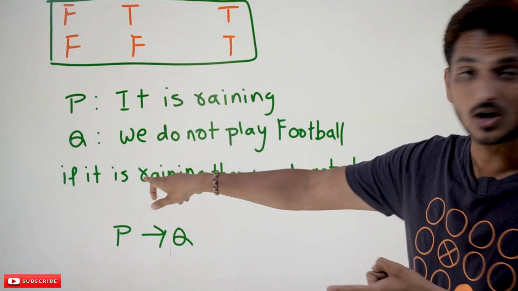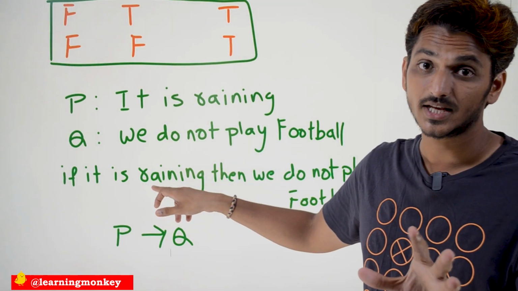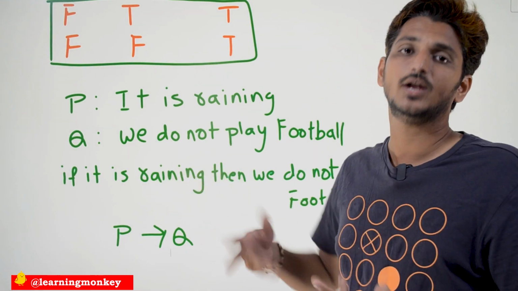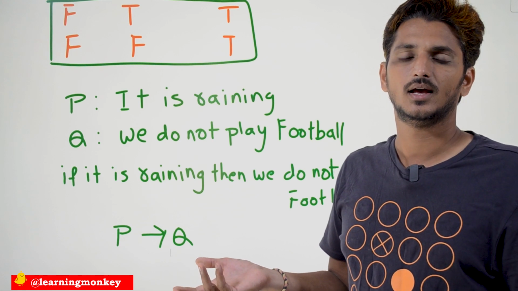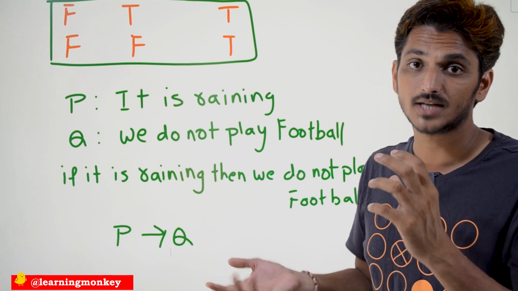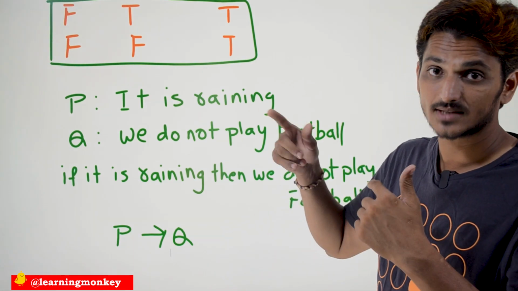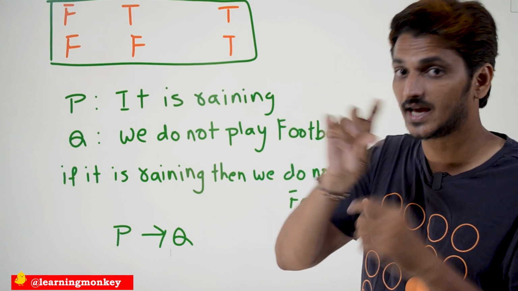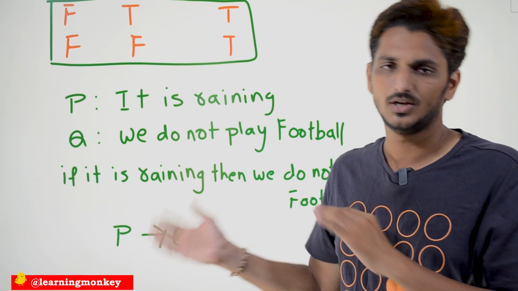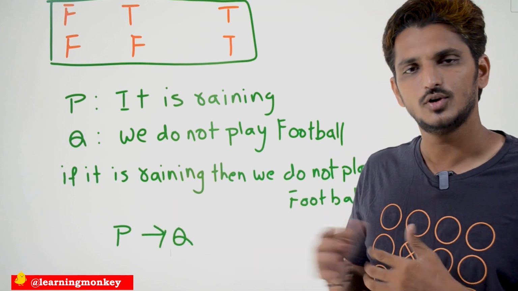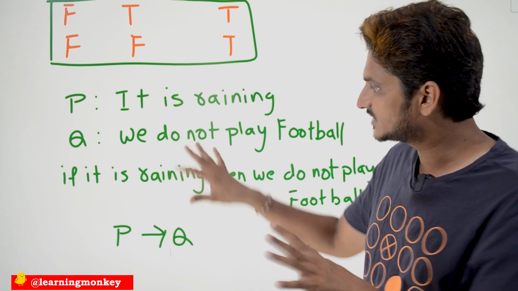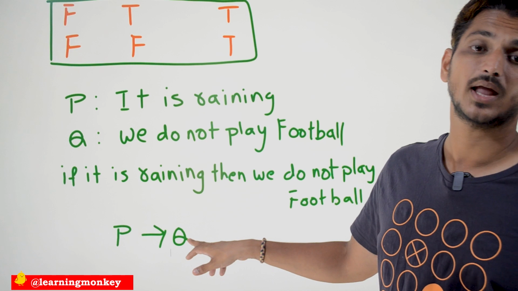If it is not raining, this statement is not saying anything about if it is not raining. We may play, we may not play. This is the point you need to understand, because in coming classes this helps you a lot in understanding English sentences and converting them into implies and into connectives. We do examples in our coming classes. So in this type of situation we go with P implies Q.